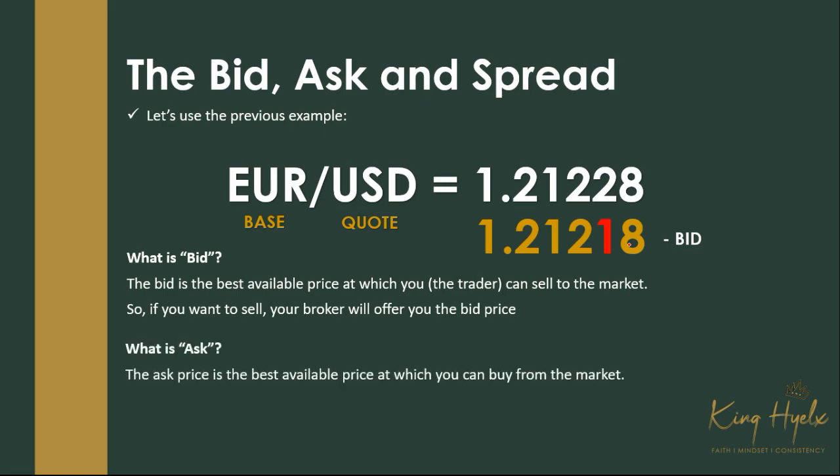What is ask? The ask price is the best available price at which you can buy from the market. So remember, when you want to sell, you get the bid and it's typically lower than the present market price, and when you want to buy, you get the ask price and it's typically higher than the present market price. So now let me explain something.